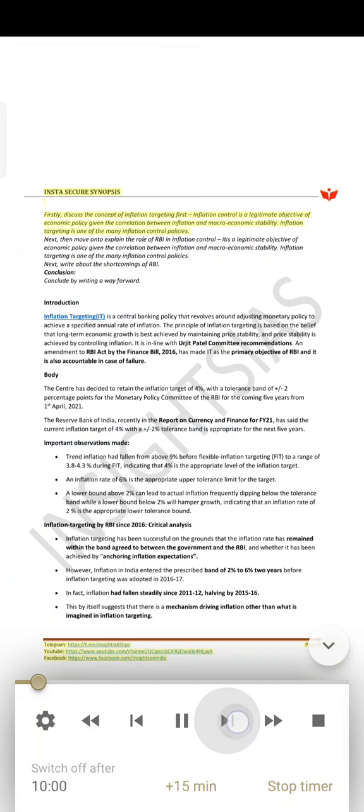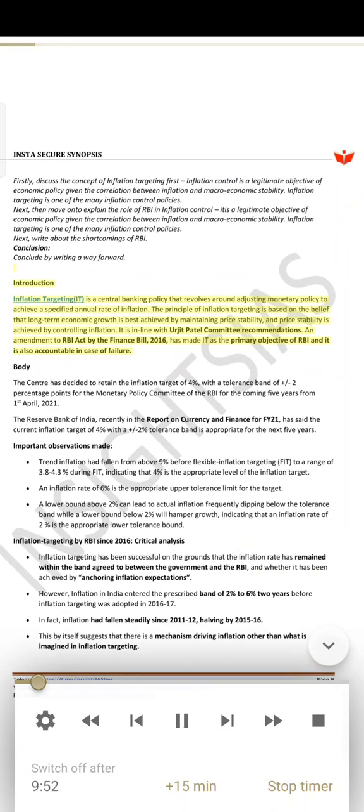Secure synopsis. Inflation targeting is one of the Introduction. Inflation targeting is a central banking policy that revolves around adjusting monetary policy to achieve a specified annual rate of inflation. The principle of inflation targeting is based on the belief that long-term economic growth is best achieved by maintaining price stability, and price stability is achieved by controlling inflation.